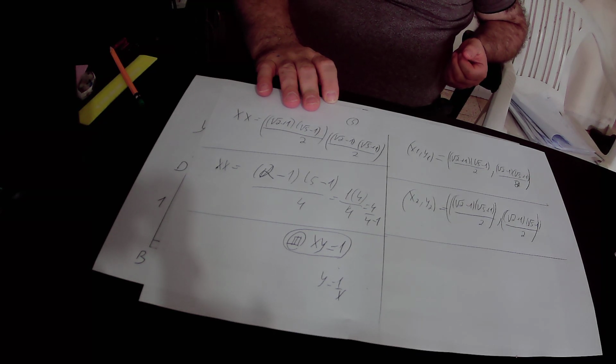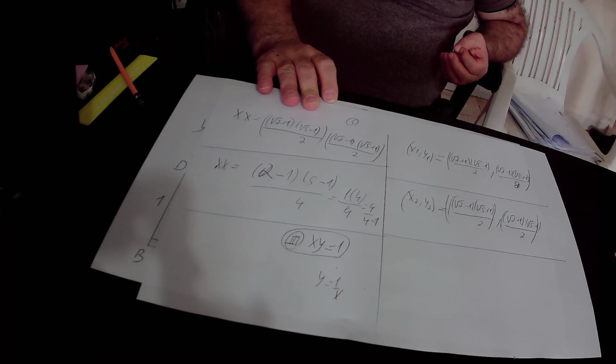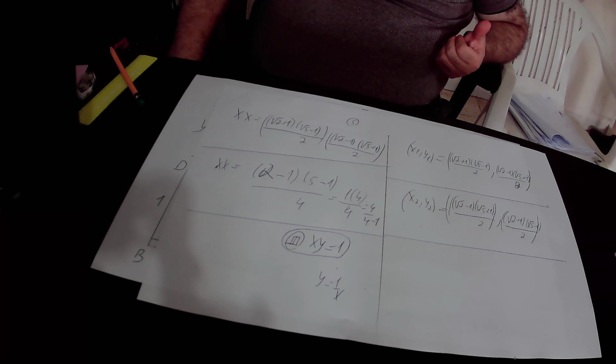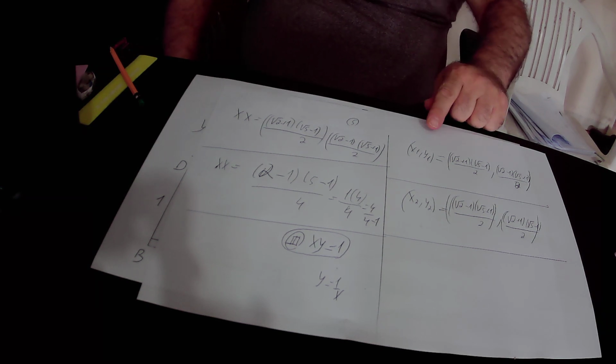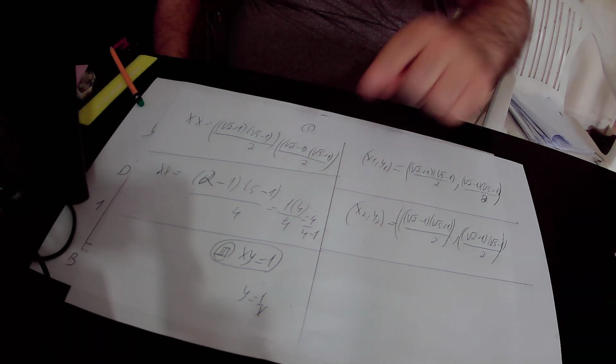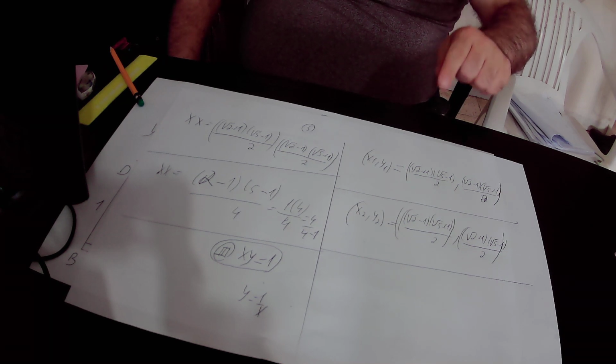gives us 1. Therefore we can say that the two solutions are two numbers that are inverse to each other, and we also know that x and y are inverse to each other. X is the inverse number of y, and y is the inverse number of x. So we know that x1 equals square root of 2 plus 1 times square root of 5 minus 1 over 2, and y equals 1 over x, the inverse number of x.